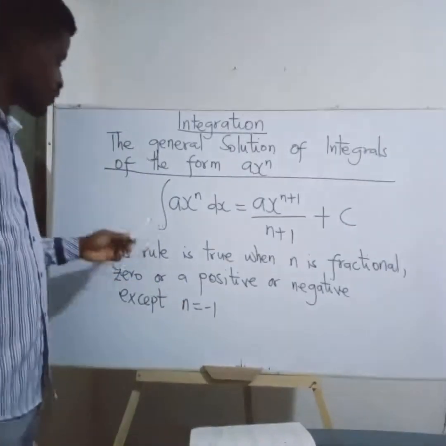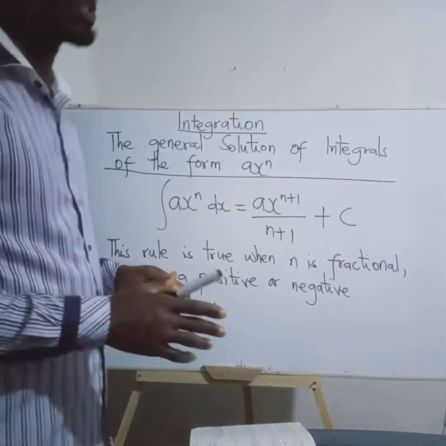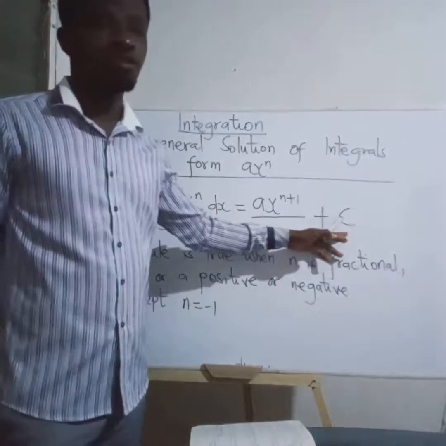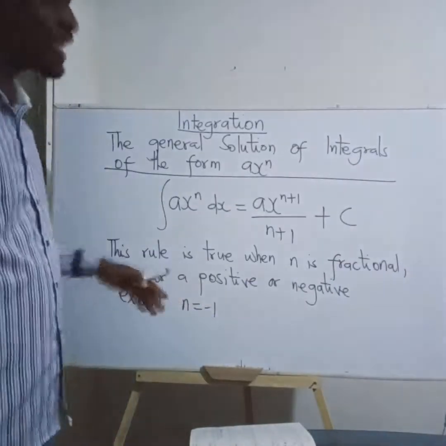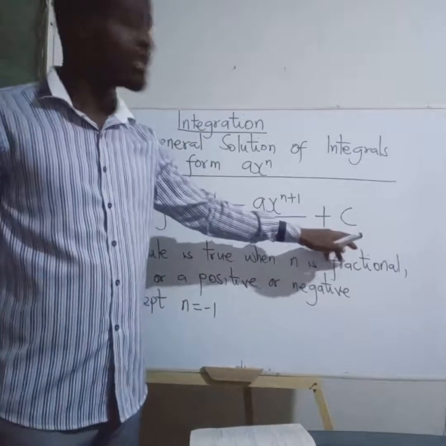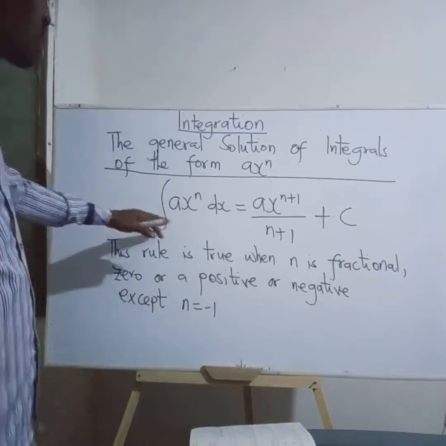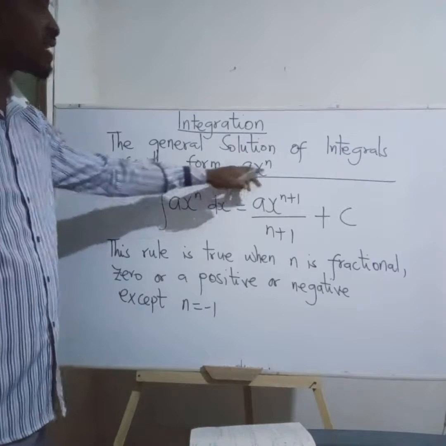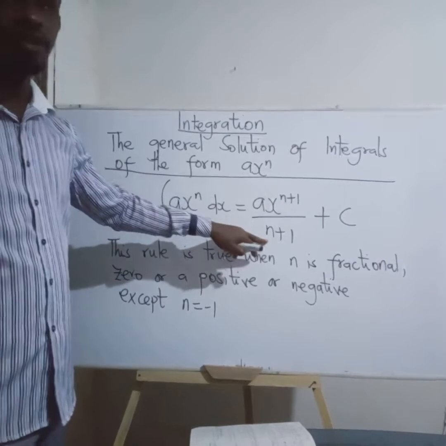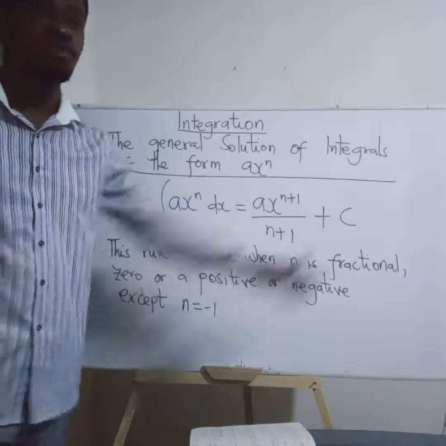But assuming you were given the limits, the lower limit and the upper limit, you would have gotten a specific value. In that case, there will be no sense for us to add the constant of integration. But for indefinite integrals, we add the plus c to it. And the c is the constant of integration. So this is the general solution of integrals of this form, ax to the power n. Just add 1 to the power divided by the whole power. And if it's an indefinite integral, you add plus c to it.